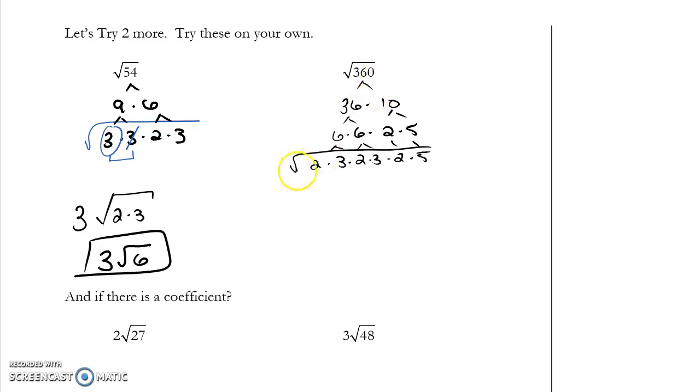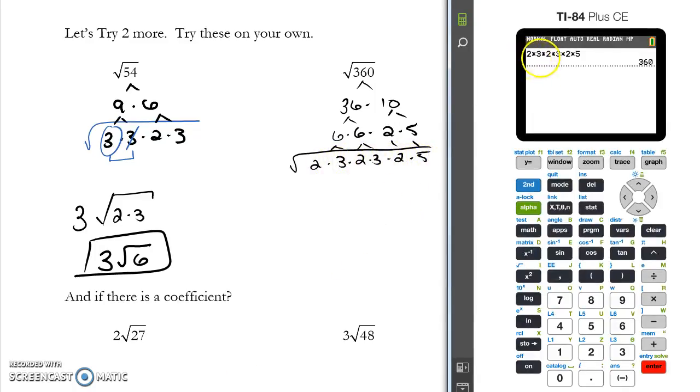For square root of 360, you wind up with a lot of factors. The best way to check to make sure you haven't missed any is to write them all out horizontally and type them in your calculator. 2 times 3 times 2 times 3 times 2 times 5. 360. As long as you get back to the number inside, you know you're okay.